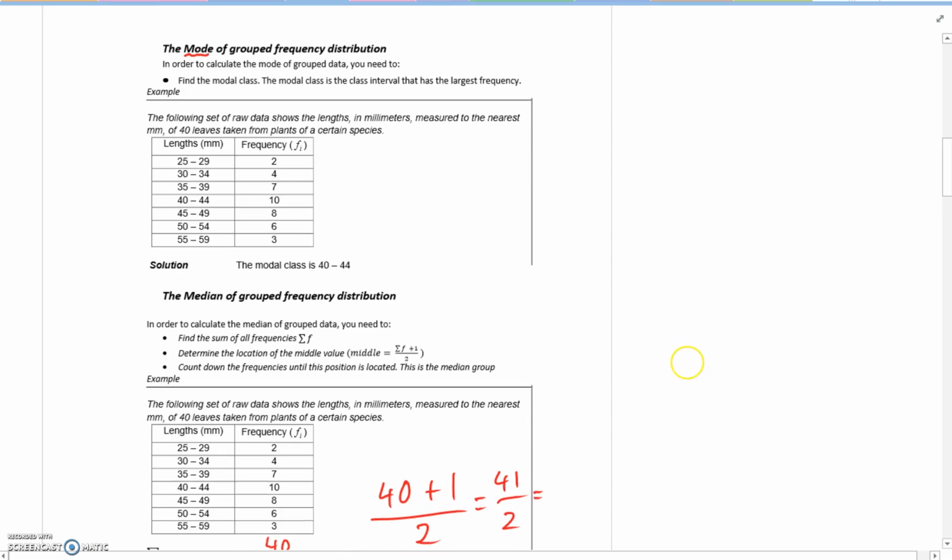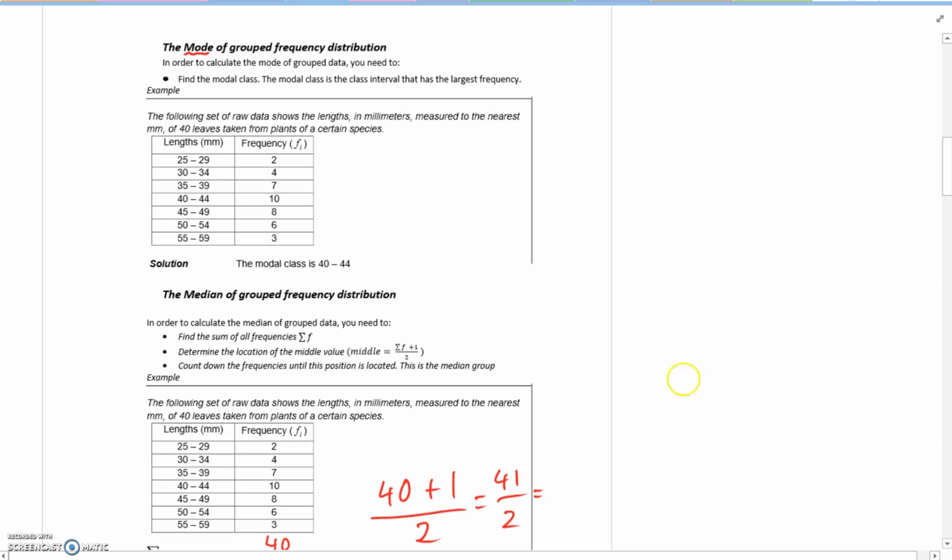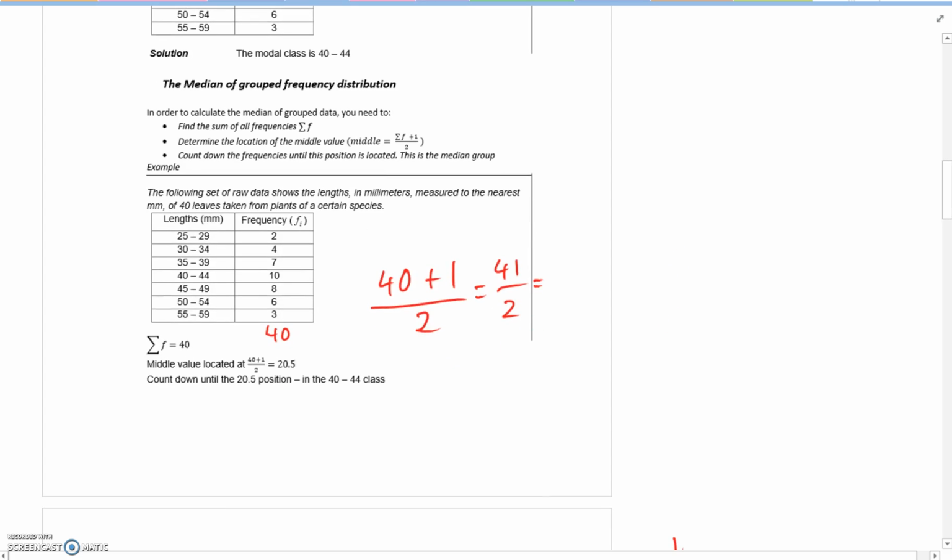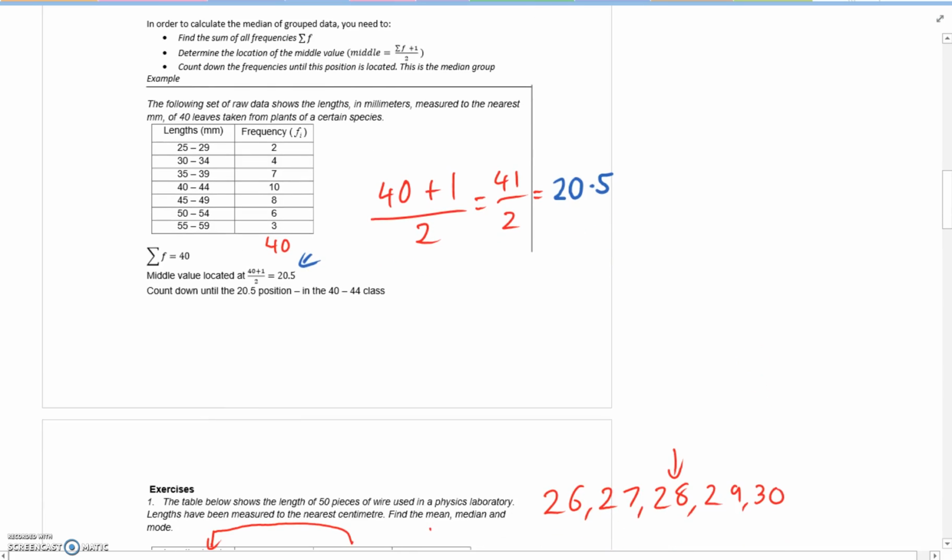To find the median, we find the total frequency, add 1 and then divide by 2. So in this case the frequency was 40, and we get 20.5, as you can see here, and we count down through the frequencies until we find the 20.5 position. So we take up 2 here, so we've gone through 2. 2 plus 4 is 6. 6 plus 7 is 13. And then 13 plus 10 is 23.